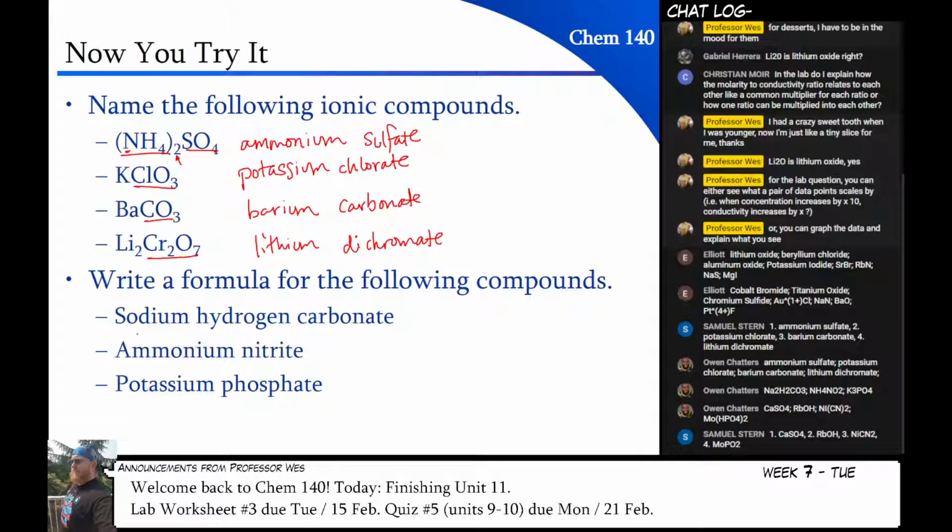Then down here we've got sodium hydrogen carbonate. So I'm going to put sodium for that, and then hydrogen carbonate is this. And I could just combine those together. I got ammonium and nitrite. So that would be NH4NO2. Don't need parentheses because I only had one of each ion. If I had multiple of one of them, I would need parentheses for that one.